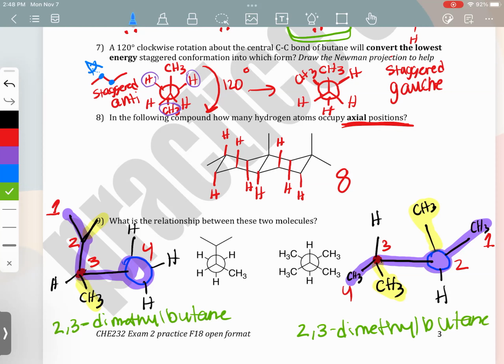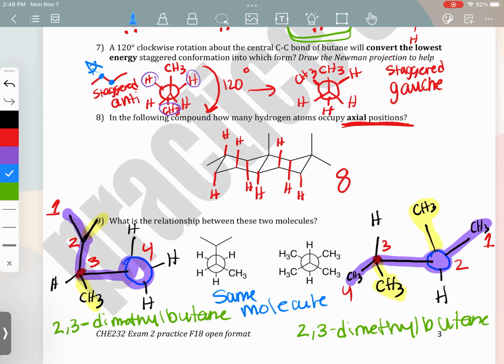So for both, we get 2,3-dimethylbutane. So what's the relationship between the two compounds? They're the same. Same molecule. Exactly the same.